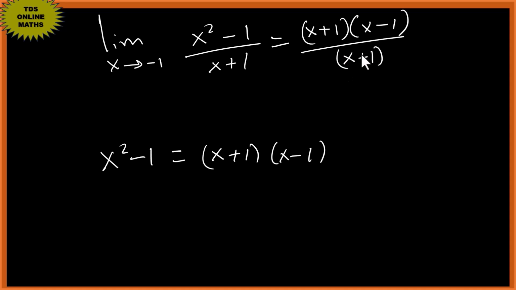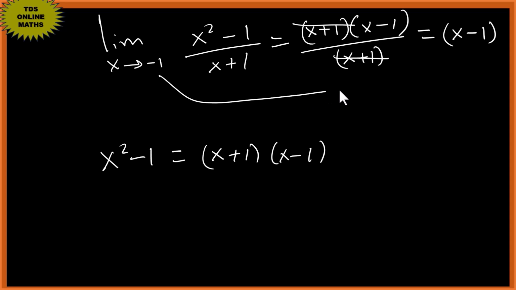So we can do the cancellation here, which leaves x minus 1. The limiting value here is -1. So once I plug in, I'll get -1 minus 1, which is -2.